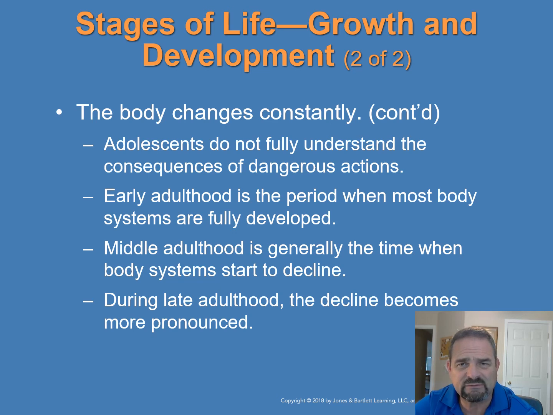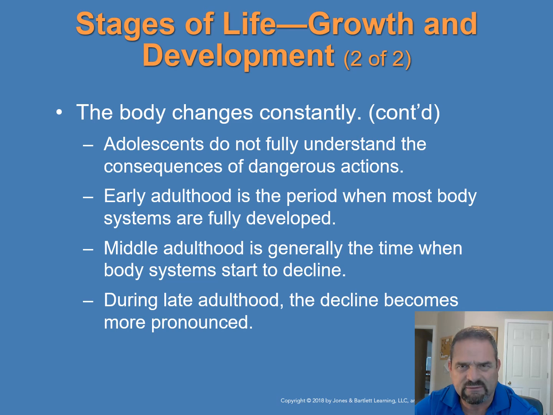Then they move into middle adulthood, 41 to 60 years old, which is generally the time when the body systems start to decline. Vision and hearing becomes less acute. Cardiovascular and also respiratory status start to weaken. Women begin to experience menopause during their late 40s and early 50s, and weight control becomes more difficult for most people.